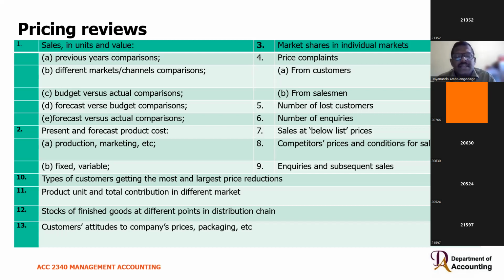Stock of finished goods at different points of the distribution chain. So this is just to identify slow moving items. Whether the items are moving or not, you can identify. If items are not moving, there's a problem. We don't know what the problem is, but maybe a pricing issue, maybe a quality issue, maybe a marketing issue. We don't know, but you need to collect data about the stock movements.